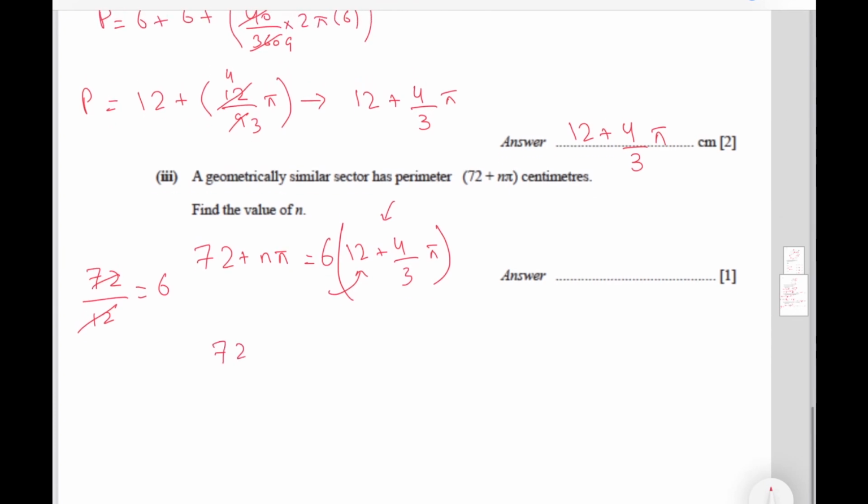So 72 plus n pi would be equal to 72 plus 6 times 4 is 24. 24 divided by 3 is 8 pi. That means n is equal to 8. So you write the value over here. N equals 8, and we're done with the question. I hope this question made sense.